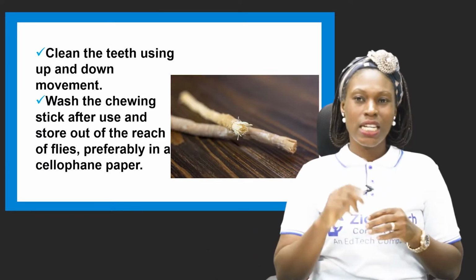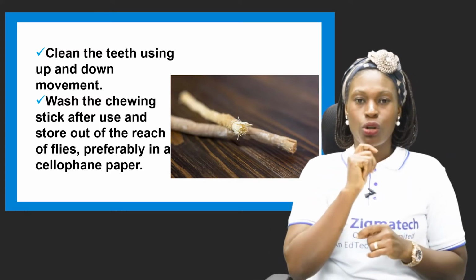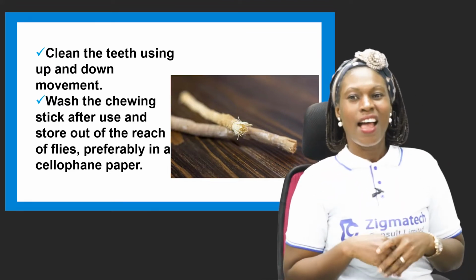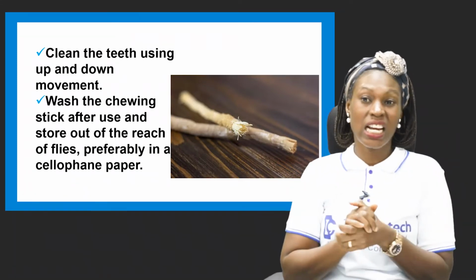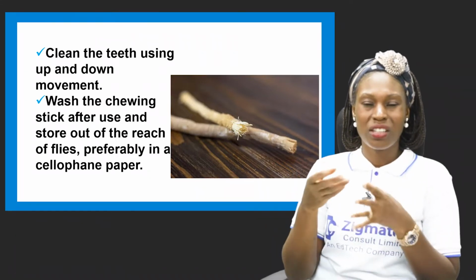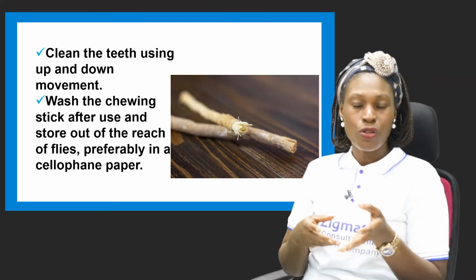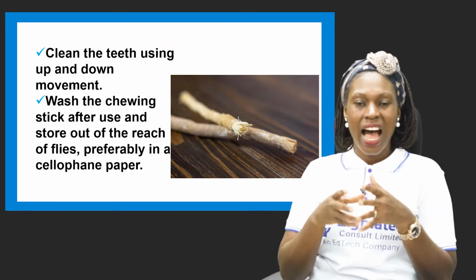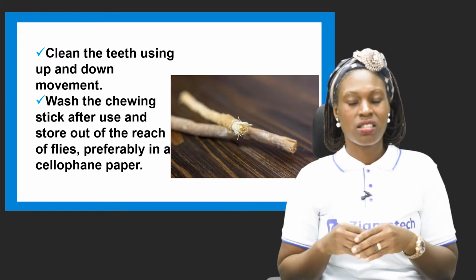Also, clean the teeth using the up and down movement, just as it is when you need to brush your teeth. We're going to get there. So when you're using the chewing stick, you need to use it up and down and clean properly. Now, also, after using it, you need to wash the chewing stick and store it in a clean place, out of reach of flies. You can actually use a container, maybe some of these Ragolis or whatever container, to put it inside and keep it safe. Or if you don't have that, you can actually use a cellophane paper and tie it and keep it in a safe place so it doesn't get infected with these insects around.